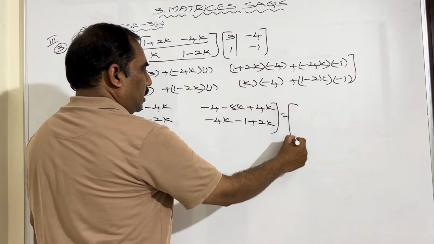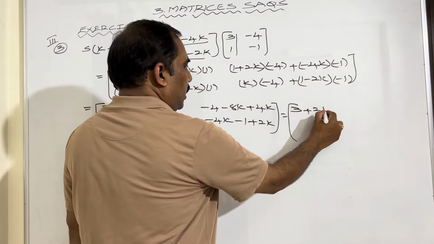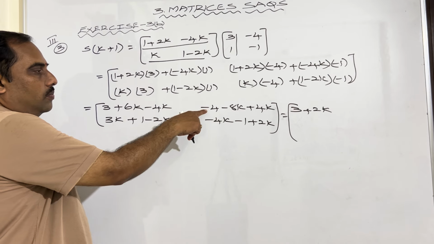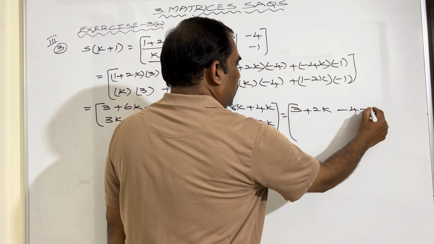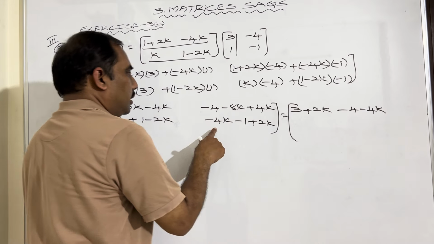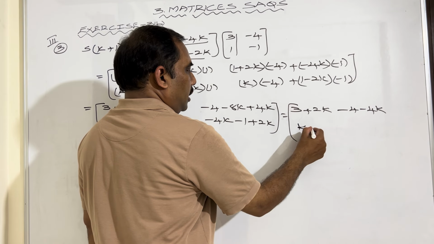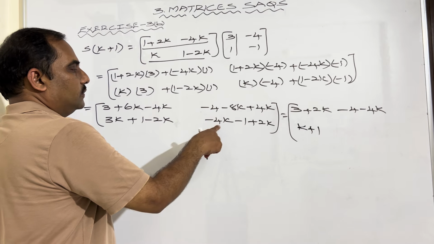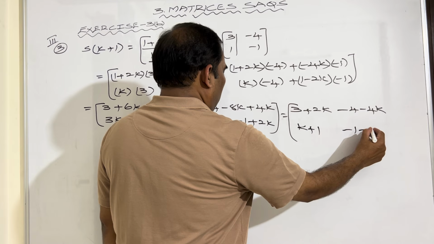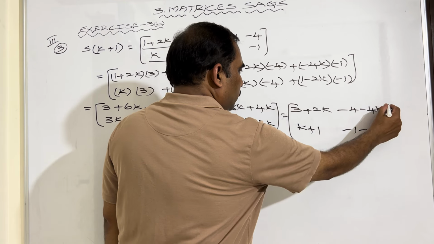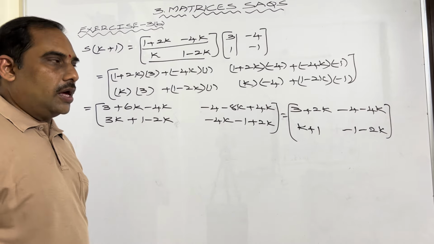See further what we get here. 3 plus 2k, and here minus 4 minus 8k plus 4k, that is minus 4 minus 4k, and 3k minus 2k, that is k plus 1, and here minus 1 and minus 4k plus 2k, that is minus 1 minus 2k. See, our aim is what? Every term, we have to prove in terms of k plus 1.